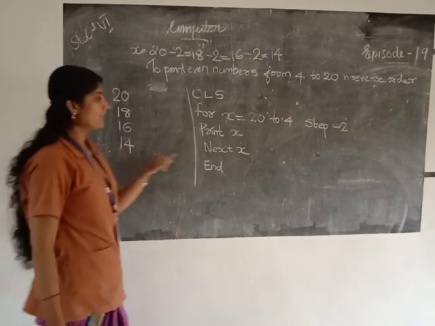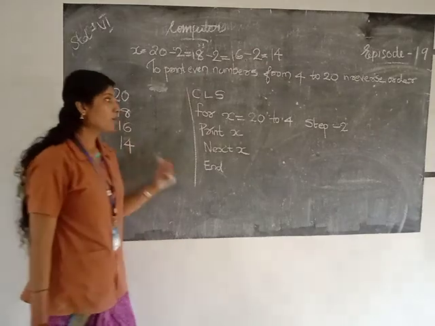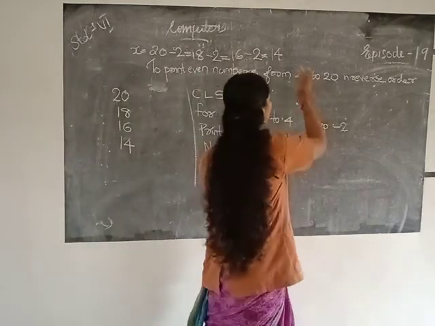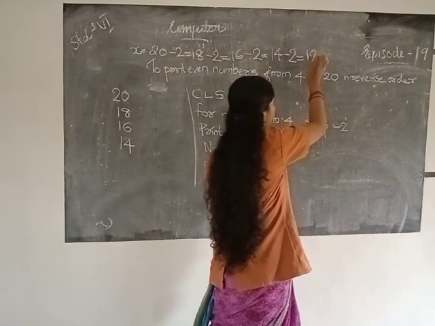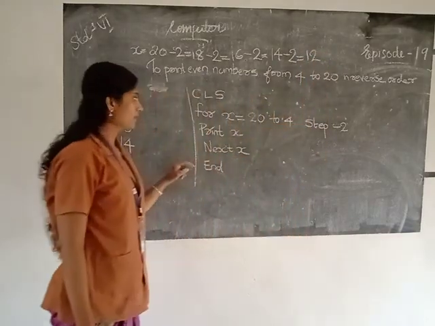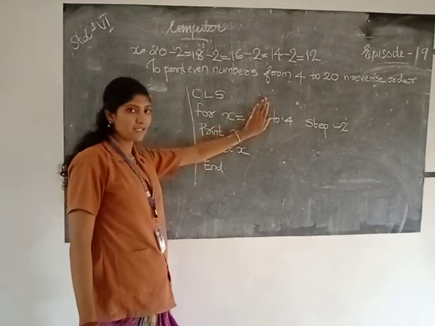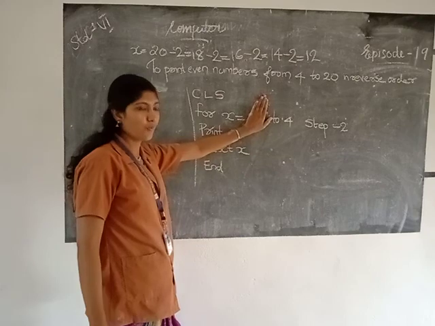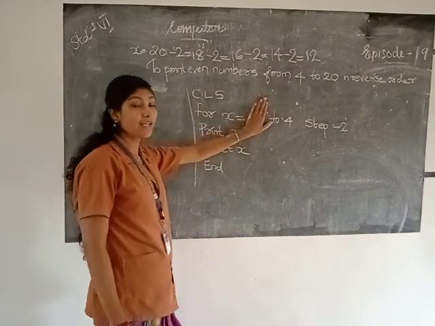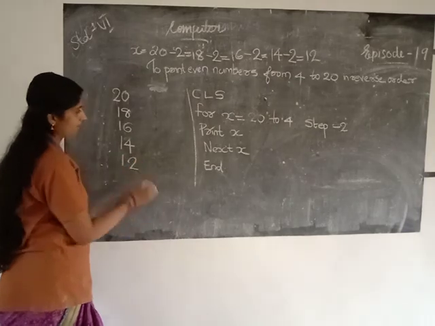Yes. Then next x, that means the current value is 14 which is decremented by minus 2. So what would be the result? 12. So now 14 is replaced by 12 and printing x means printing 12. So the value printed is 12.